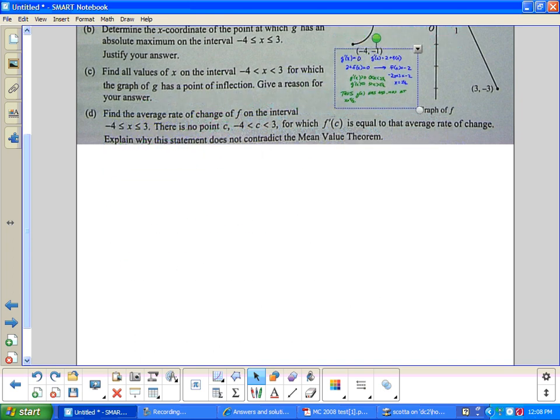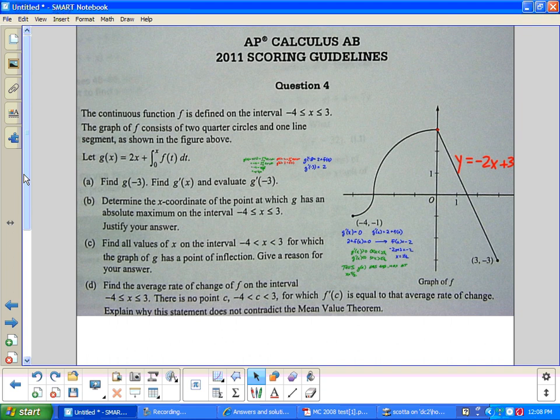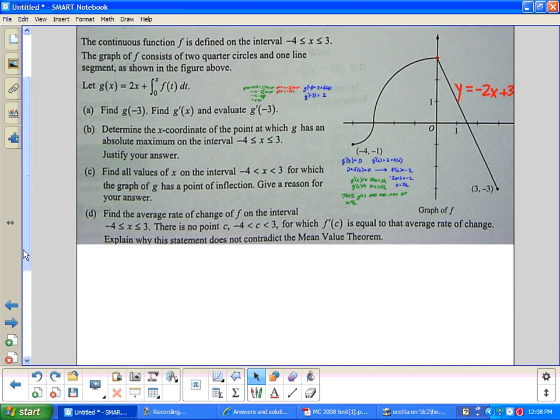Bring it down, put it under the graph. Take it back up. Now we're looking at letter C. Find all values of x on the interval that doesn't include the endpoints for which the graph of g has a point of inflection. Give a reason for your answer. Okay, first of all, point of inflection occurs when? When the double derivative changes sign.